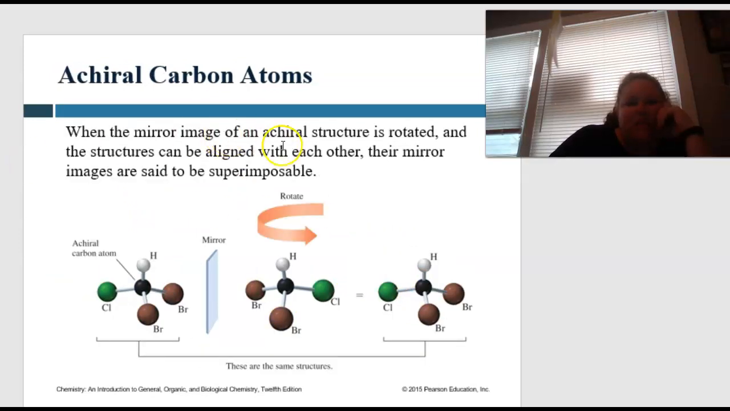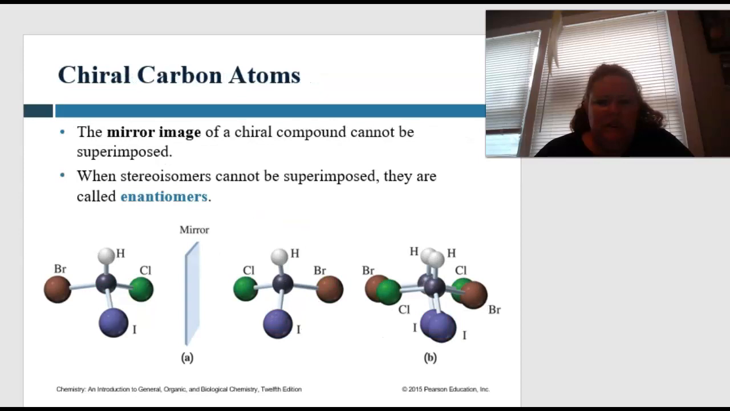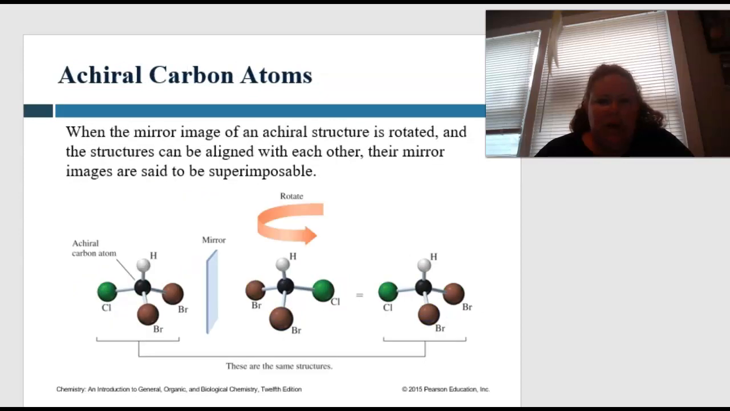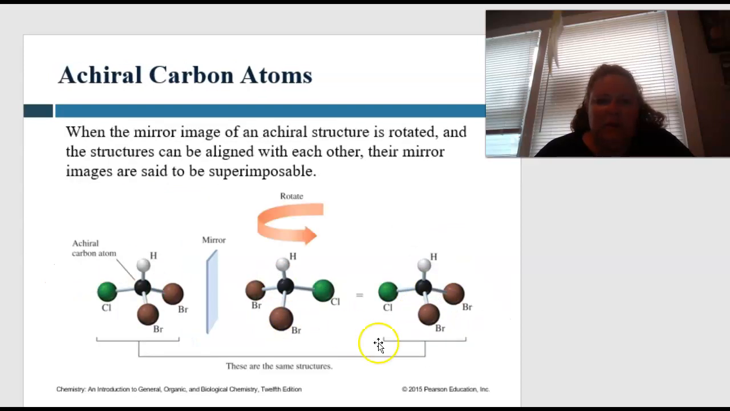When mirror images of achiral structures are rotated and the structures can be aligned with each other, their mirror images are called superimposable. So with this one, when we mirror it and stack it, it is going to be the same because of the angles, etc. If you look at the other one versus this one, you can see that the molecule arrangement can't be superimposed, whereas this one can be superimposed.